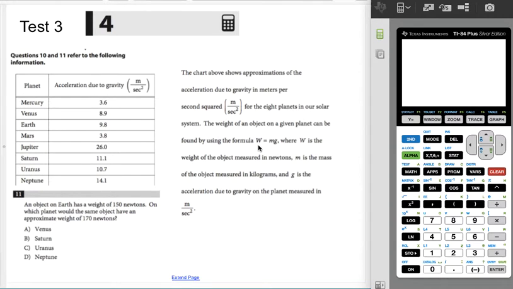All right, this is SAT Prep. We're doing test 3, section 4. This is number 11. So we're using the same table we used in 10 that has the acceleration due to gravity on a bunch of different planets.